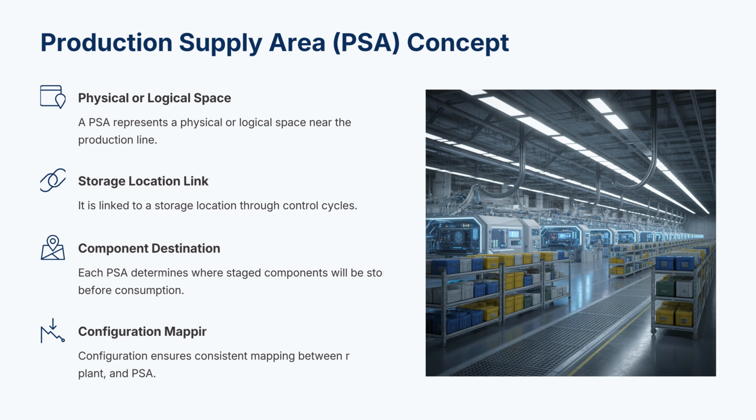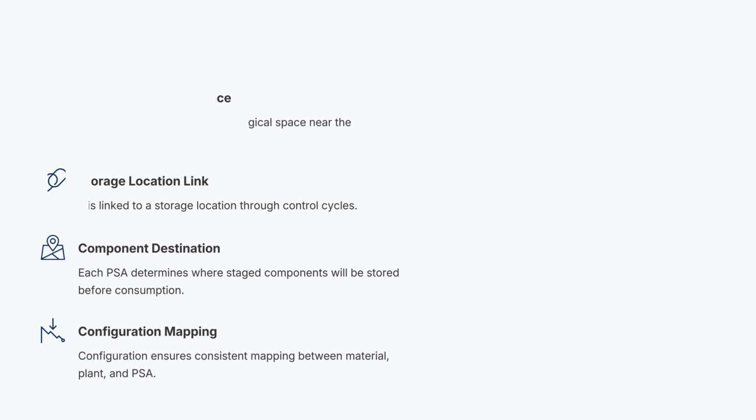Production supply area (PSA) concept. A production supply area represents a physical or logical location on the shop floor where materials are stored just before consumption. Each PSA is linked to a specific storage location and production line. By mapping PSAs in configuration, S/4HANA Cloud knows exactly where to deliver staged materials, streamlining both logistics and production efficiency.